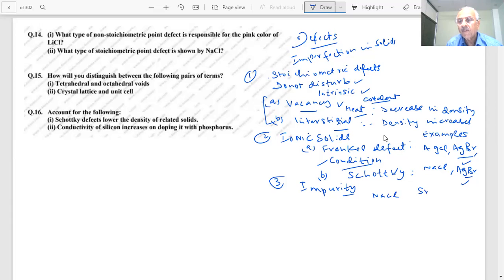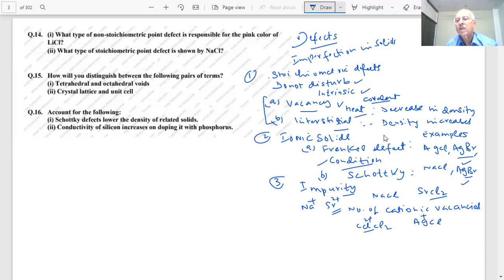What will happen then? How many vacancies will be created? For one Sr2+ ion, two Na+ ions will leave their positions. Then what is the number of cationic vacancies? Number of cationic vacancies will be equal to the number of Sr2+ ions. Okay, Na+ and Sr2+. Clear? Yes, sir. So here is the story. If I add CdCl2 in AgCl, this is plus 1, this is plus 2. Here again, the same story will happen, students.